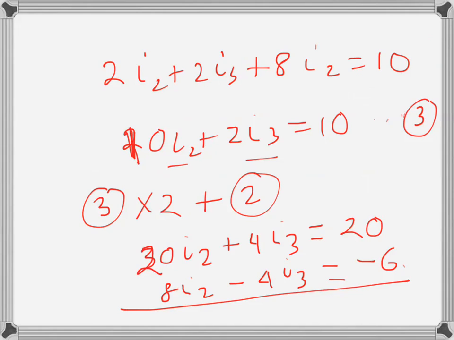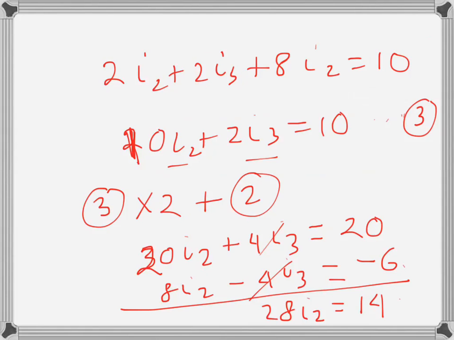So if I add these two, these two get cancelled and these two get cancelled, and this one is 28I2 is equal to 14, or I2 equals to 14 over 28, which is 0.5 amps, or we can write 500 milliamps. So that we have.